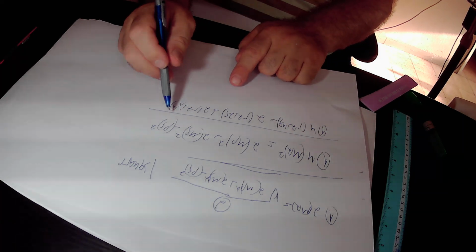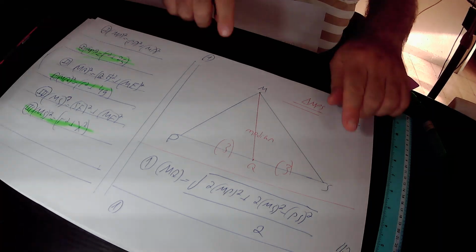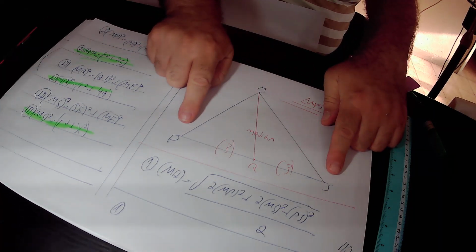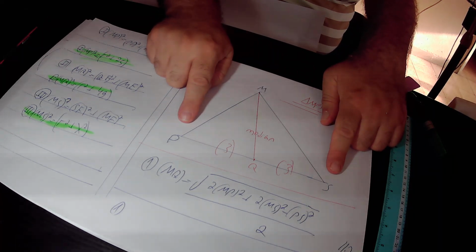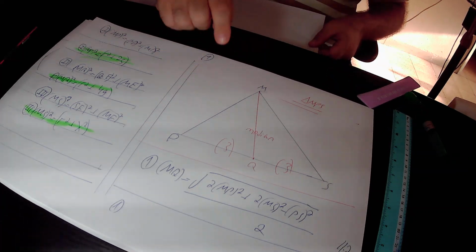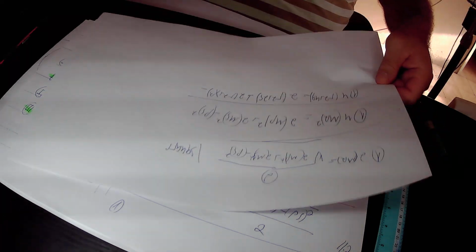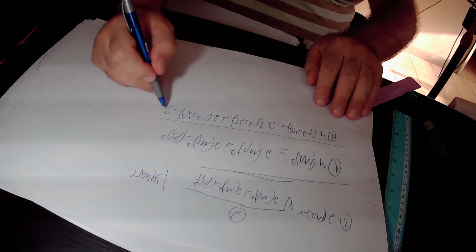And then also here, minus PS squared. PS in total equals 3 plus 3, that is 6, therefore PS squared is 6 squared, that is 36. So minus PS squared is minus 36.